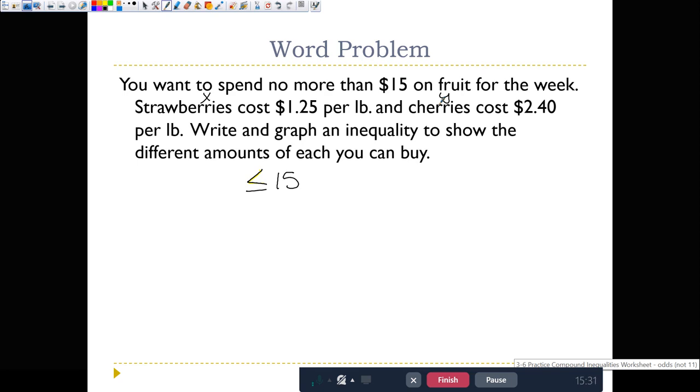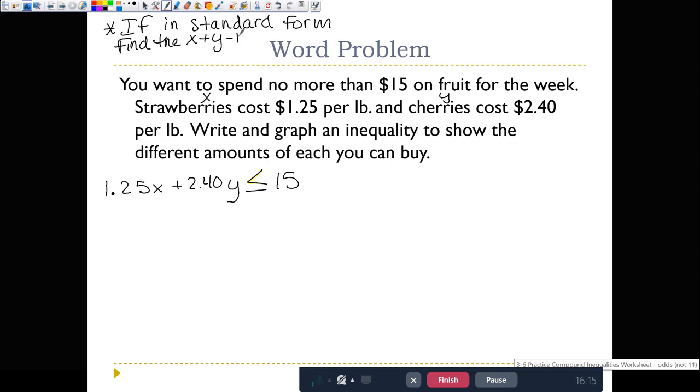So if strawberries is my X, that's going to be 1.25X plus my 2.40Y. So now I have my inequality here. This is in standard form. So whenever you have a word problem that's in standard form, instead of transforming it into y equals mx plus b, which we could do, but your slope might be something weird, if in standard form, find the x and y intercepts. Because then we know those are easy points to plot, connect the line, we're good.